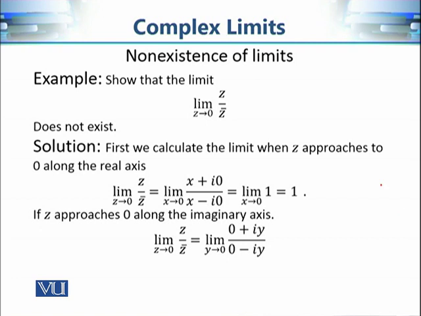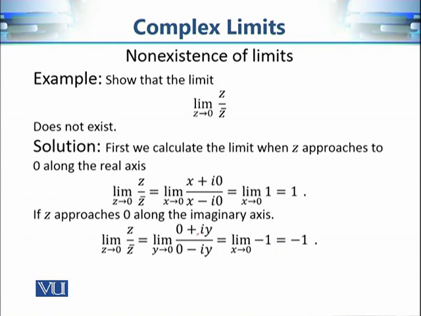Okay, now if z approaches 0 along the imaginary axis, we know that on the imaginary axis the real part is 0, so x is 0 in both cases. And in this case z approaches 0 because y is approaching 0. So that's why we have the following answer. If we cancel out y with y and iota with iota, then we get -1, and the limit when we move along the imaginary axis is -1.